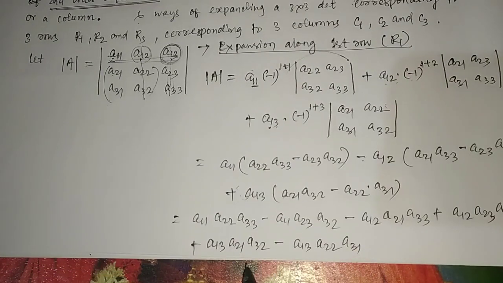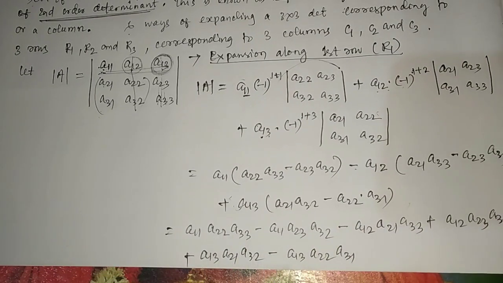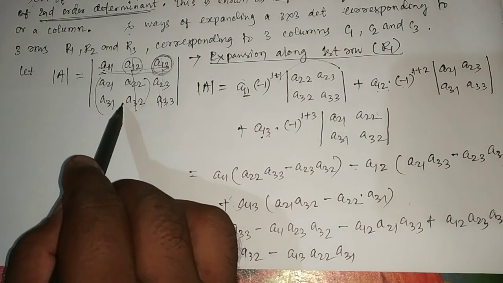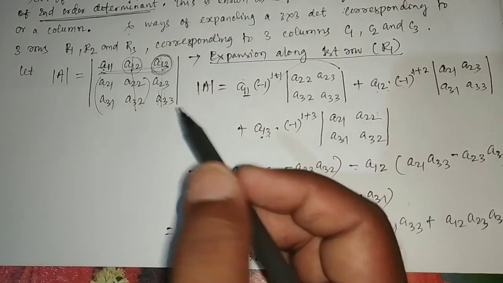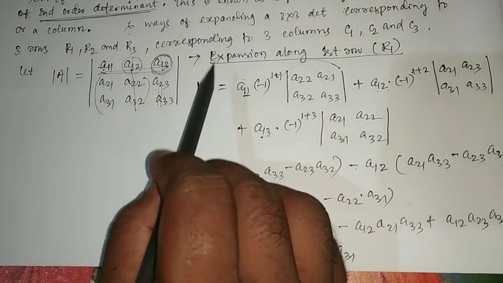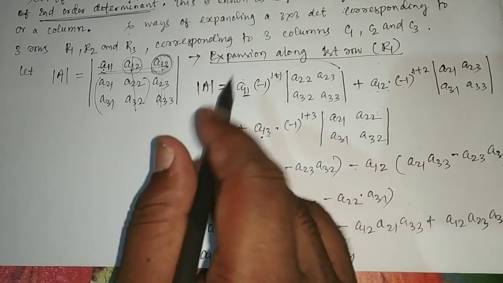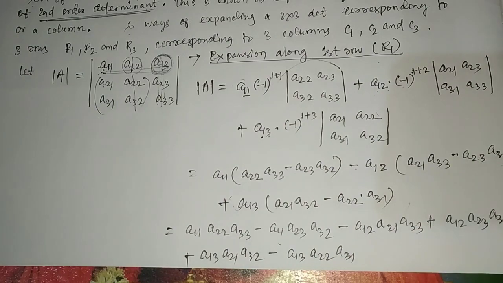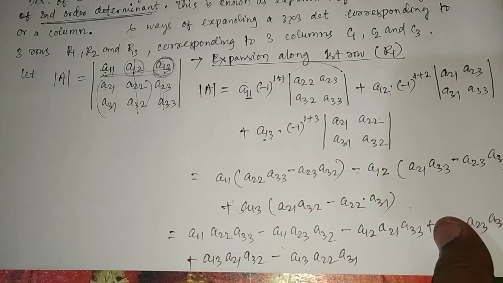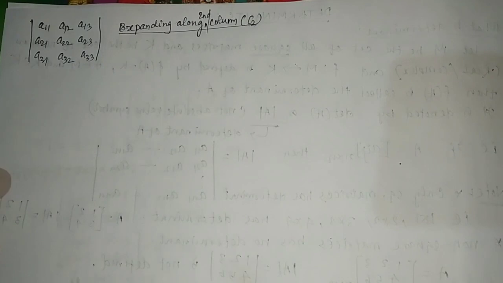This is the value of the third order determinant when we expand along the first row. Similarly, we can expand through the second row, also through the third row, and we can expand it along column 1, column 2 and column 3. Let's see next how we can expand this determinant along column 2.